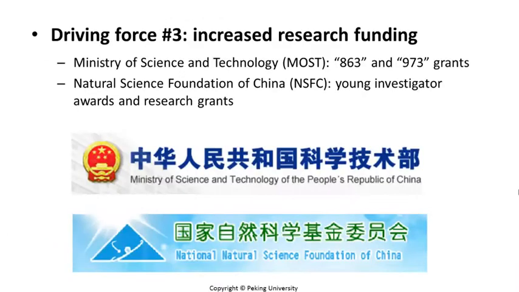The third driving force for bioinformatics in China is the increasing amount of research funding from the government since 1980s. Most of the funding comes from the Ministry of Science and Technology, MOST, and the Natural Science Foundation of China, NSFC. MOST initiated the 863 program in March 1986 to support research and technology development. It initiated the 973 program in March 1997 to support large basic science projects. Later, it started several other large programs, such as the Protein Sciences Project. NSFC also supports research projects, although most grants are smaller. In addition, it runs the National Outstanding Young Investigator Awards and other similar programs to support young scientists.